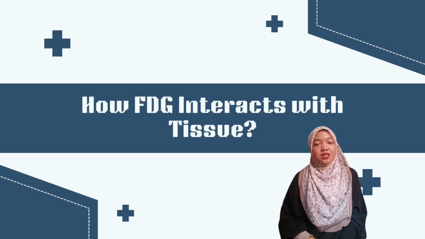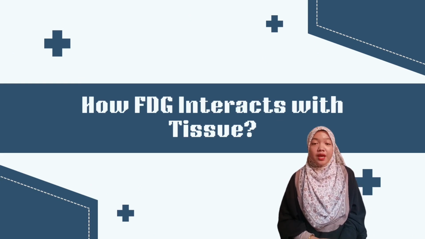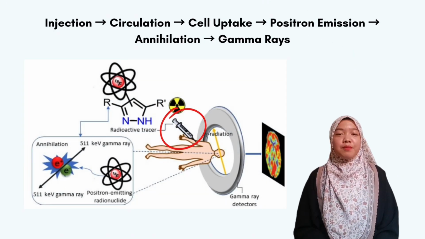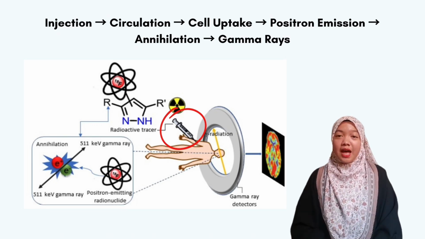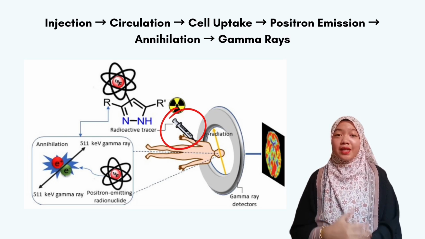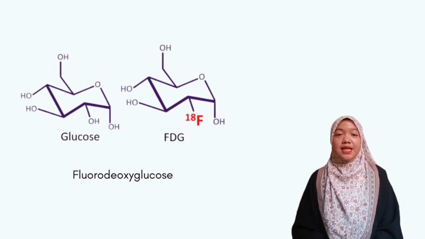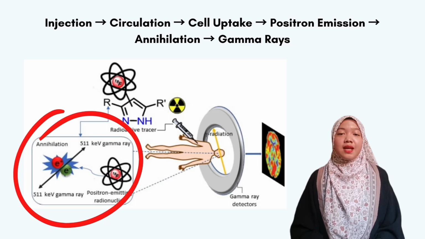For my part, I will explain more deeply about PET regarding how it interacts with the tissue and also how the image is formed. First of all, a small amount of radio tracer called FDG is injected into a vein. FDG is a type of sugar that behaves like glucose. Once it enters the bloodstream, which is the circulation, it travels around the body just like regular sugar does. Next up is cell uptake.